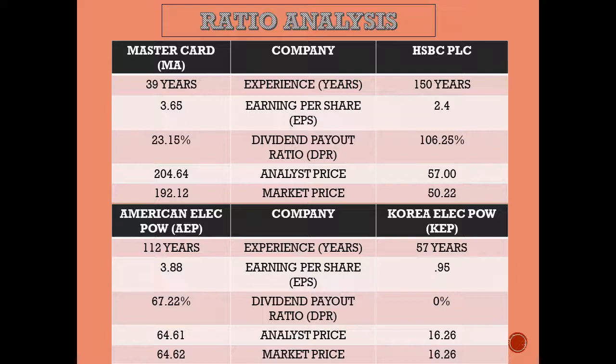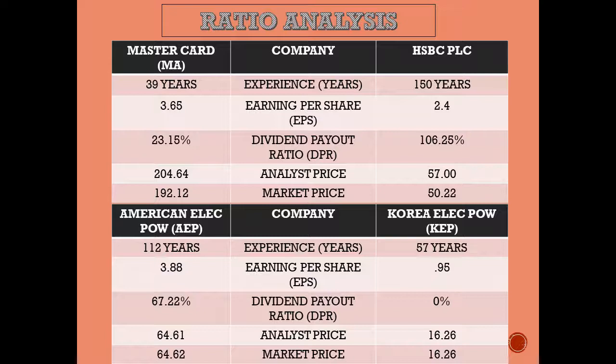For the next company, in another industry, our chosen company is American Electric Power versus Korean Electric Power. For experience, American Electric Power has a long time in the industry with 112 years compared to Korean Electric Power, which is only 57 years. American Electric Power also has a higher earnings per share compared to Korean Electric Power at $3.88 per share.